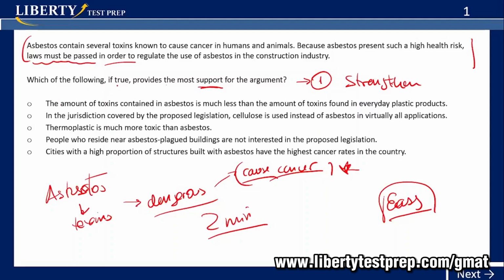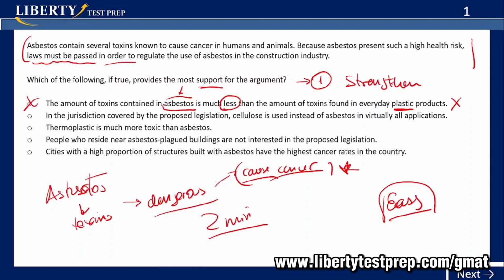The amount of toxins contained in asbestos is much less than the amount of toxins found in everyday plastic products. It's very easy for us to eliminate this, all right? This one's wrong. Why? Because if anything, they're whitewashing asbestos, right? They are saying that asbestos contains less toxins than other plastic products. So basically they're saying asbestos is not as bad, okay? And that's not what we want here.